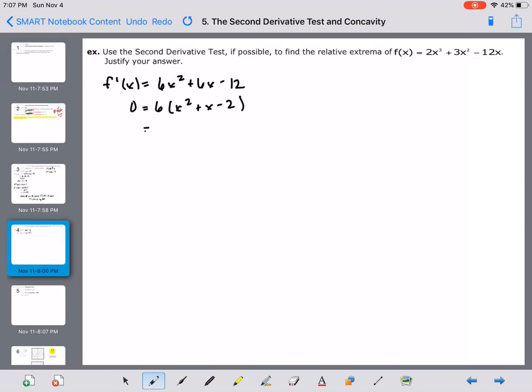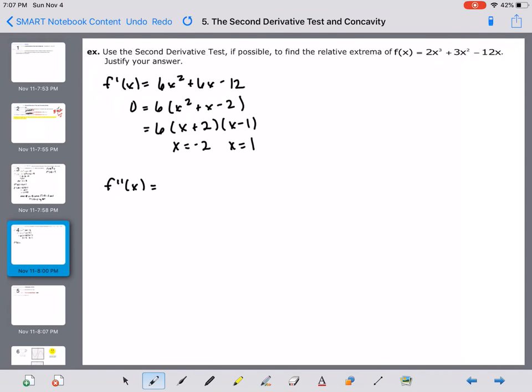We get that, that's factorable once more. That 6 is not going to matter because it doesn't have an x. So x plus 2, x minus 1. So x is -2 and x is 1. So the same process as before, figuring out the critical values, because this is where those maximums and minimums can occur. Next thing I'd want to do is get my second derivative.